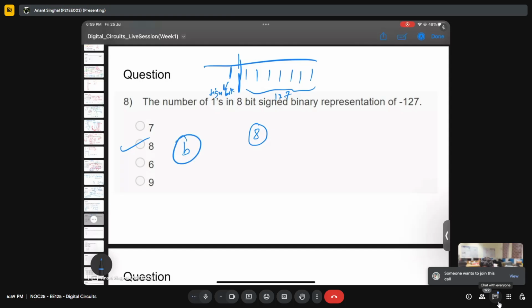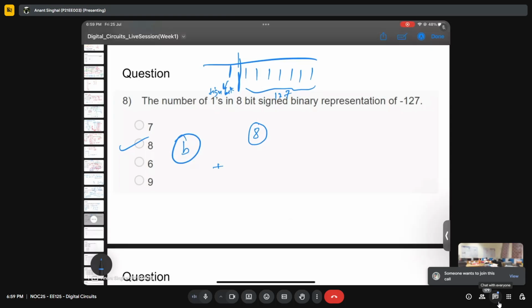Is it clear? What I'm trying to say is, if it were plus 127, it would be 0 1 2 3 4 5 6 7. Now the question says minus 127, so the sign bit should be 1. So the total number of ones would be 8 here, and the total number of ones would be 7 here.